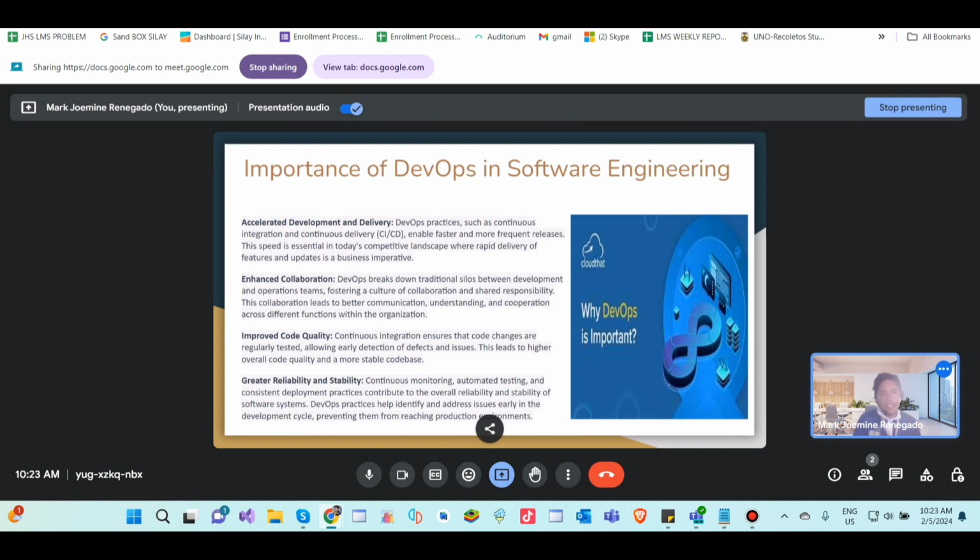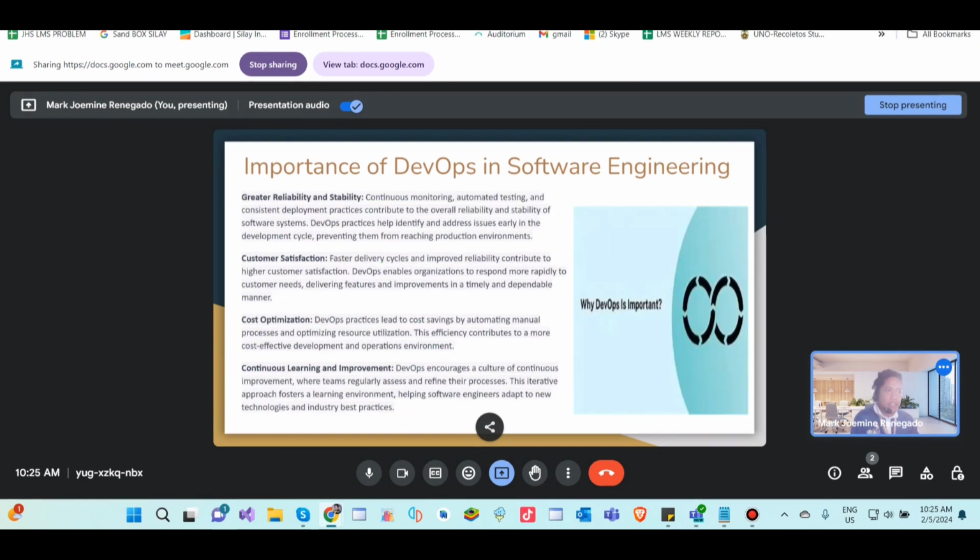Okay? The next is greater reliability and stability. So, continuous monitoring, automated testing, and consistent deployment practices contribute to the overall reliability and stability of software systems. DevOps practices help identify and address issues early in the development cycle, so, preventing them from reaching the production environment. So, imagine you can detect the problems before production. So, if you can detect it in advance, you can make it right in advance. So you don't need to push through into production without knowing if it will work or not, right?